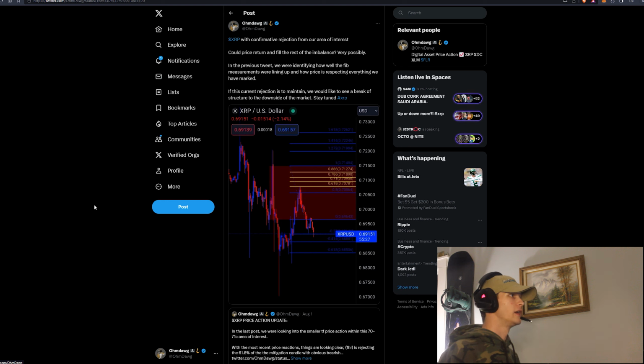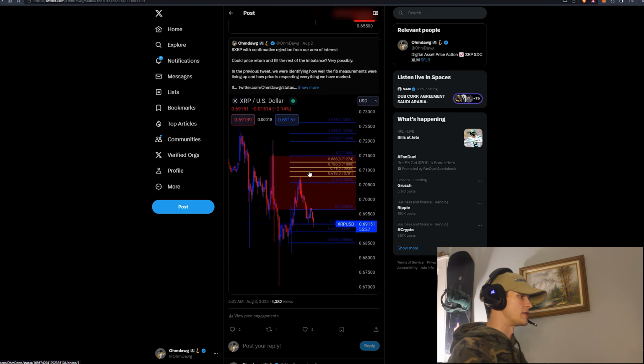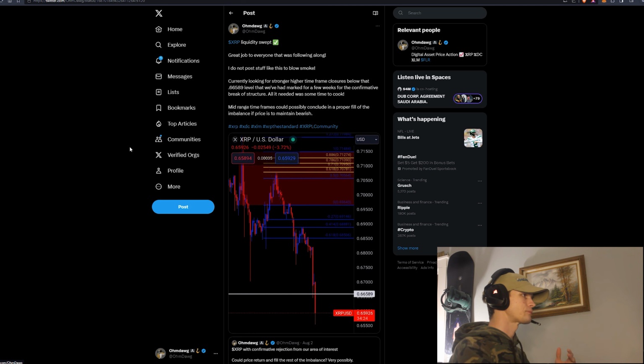Very possibly. In the previous tweet, we were identifying how well the fib measurements were lining up and how price is respecting everything we have marked. If the current rejection is to maintain, then we are likely to see a break of structure to the downside of the market. Stay tuned. And boom, here we go. This was August the 3rd.